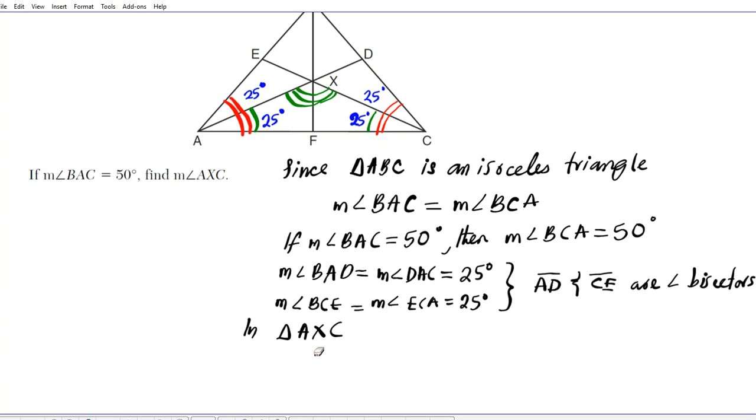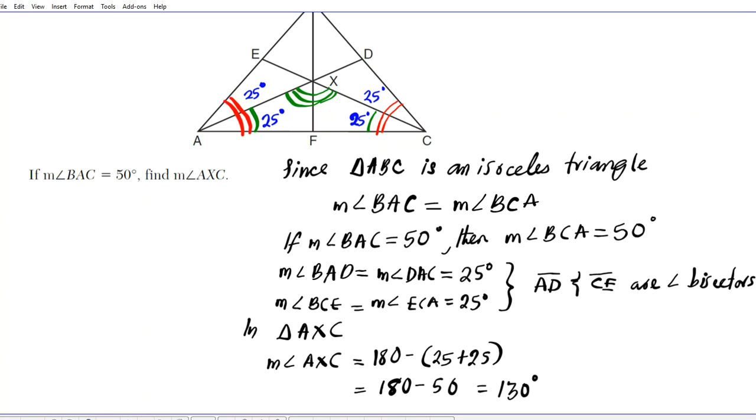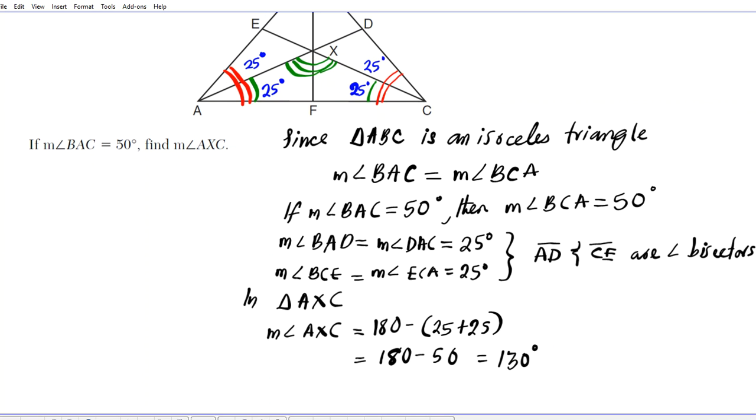It's 180 degrees, right? So the measure of angle AXC, which is the third angle, is going to be 180, the sum of all three angles, minus the sum of the other two angles, 25 plus 25. And then you have 180 minus 50, and your final answer is 130 degrees. That is the measure of angle AXC. So the measure of angle AXC is equal to 130 degrees.